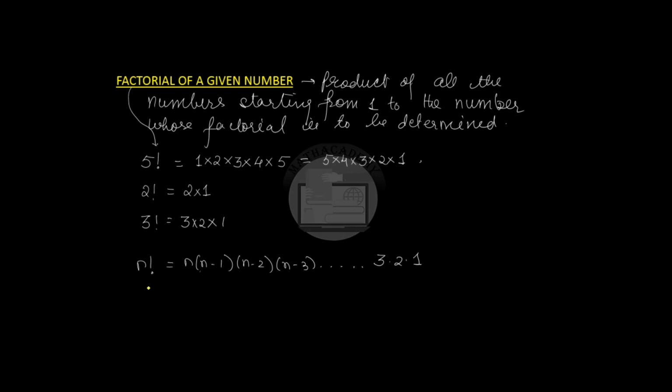Please note an important point here: factorial of 0 is always 1. And why is factorial of 0 equal to 1? We will be seeing that in the next video. So as of now, the definition of factorial is clear to everyone.